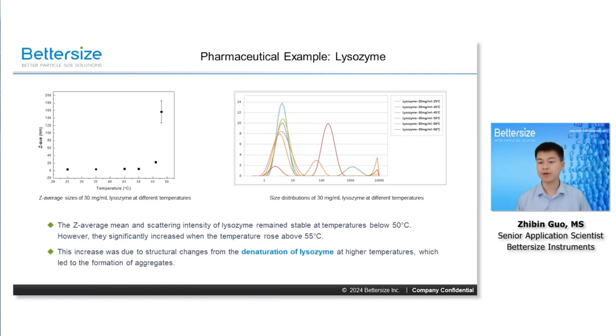This is further supported by the size distribution curves on the right. As the temperature rises above 55 degrees, the distribution shifts dramatically, indicating the formation of larger aggregates. These changes can be attributed to the denaturation of lysozyme at higher temperatures. Denaturation is a process where the protein loses its native structure, leading to aggregation as the molecules stick together. This is a common issue with proteins and underscores the importance of studying their temperature sensitivity.